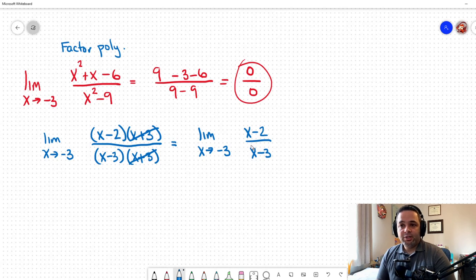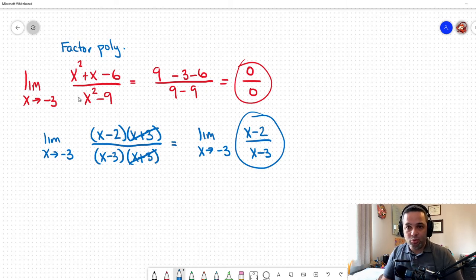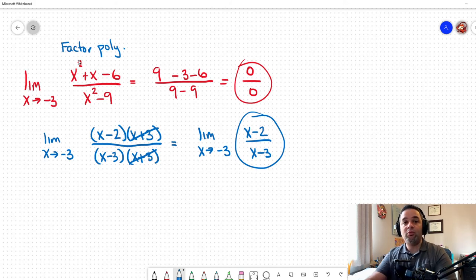Now, what I want to point out is this part here is still a discontinuous function. There's an asymptote in this graph. It's happening at 3. But I'm not looking at 3. I'm approaching -3. So when we remove the discontinuity, we're not removing all discontinuities from the graph. We're removing the discontinuity that is causing the issue, which is we're looking at the graph around the area of -3, and where it was before, there was an issue at -3. There was a hole in the graph. We're going to take that out so that we can evaluate the limit analytically.